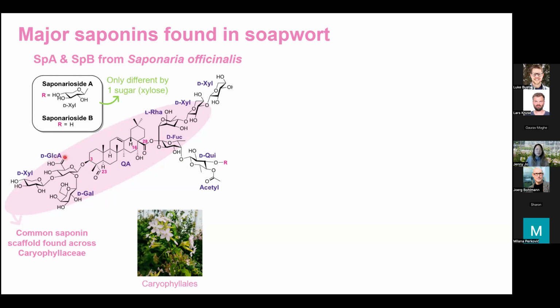At the C3, we have glucuronic acid, xylose, galactose. At the C28, we have arabinose, fucose, quinovose, which I'll talk about later on, but they're quite unusual sugars in plant specialized metabolism, with an acetyl group, and then there are also two xyloses there. So it's quite a big molecule. The only difference between the two compounds is the addition of a xylose here. So saponin A has an additional xylose, while B does not. And this highlighted part represents a common saponin scaffold that's found across the Caryophyllaceae.